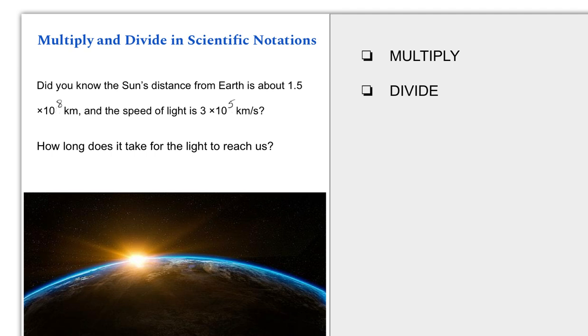Here's an example. Did you know that the sun's distance from Earth is about 1.5 times 10 to the 8th power kilometers? And the speed of light is 3 times 10 to the 5th power kilometers per second. Here's the question: how long does it take for the light to reach us? We will be using either multiplication or division to answer this question. What do you think we should use? Maybe pause the video here and answer the question and come back.